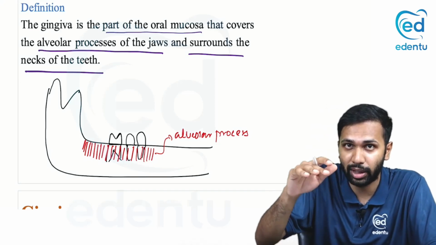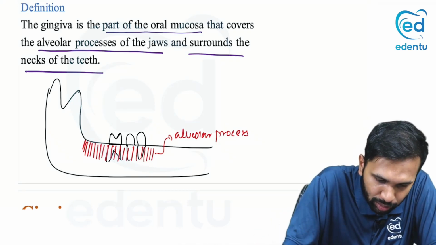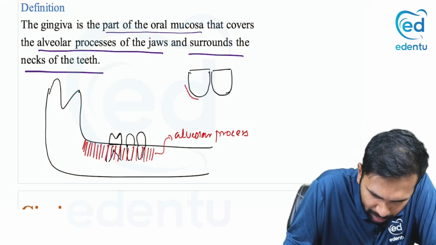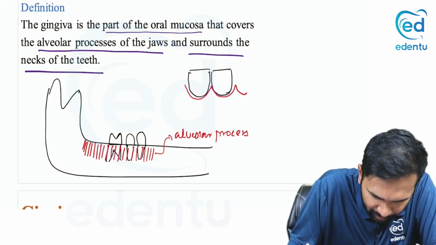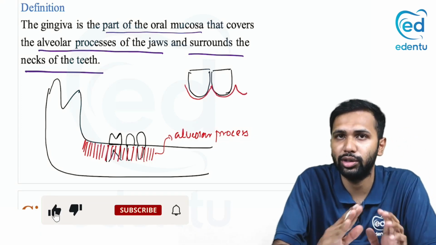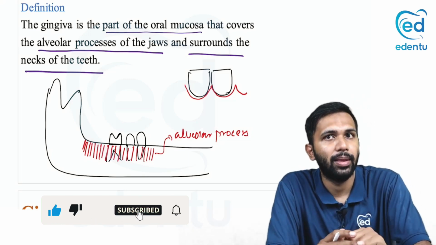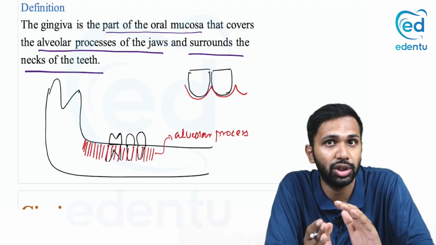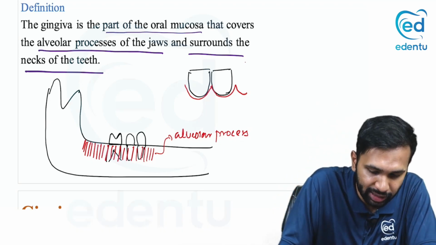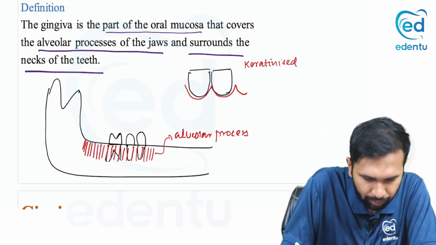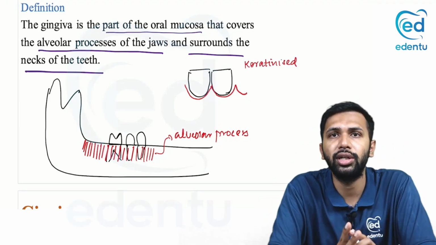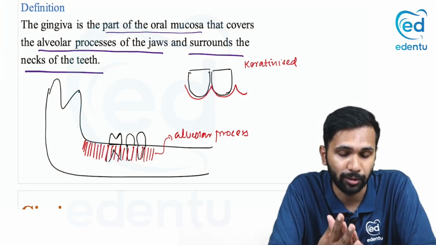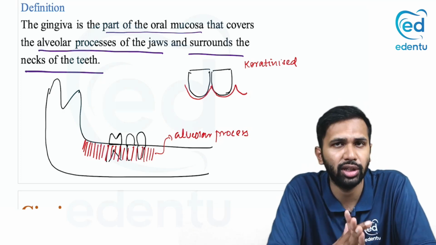Neck means near the cemento-enamel junction, right? If these are your teeth, then you have the gingiva surrounding the neck of the teeth like this. So that is basically your gingiva. Now, as I told you, it is a part of the keratinized mucosa. Gingiva, firstly, is keratinized. You should know, because it is constantly subjected to occlusal or masticatory forces, so it has to withstand them. So it should be keratinized, or strong. All right, so this is the definition of your gingiva.